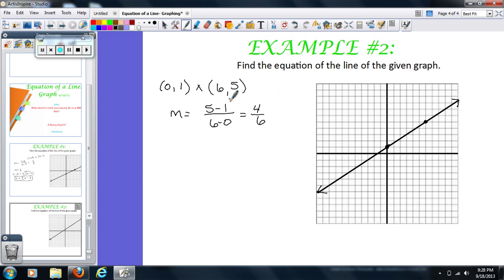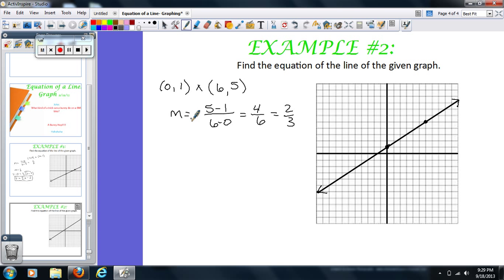Now, fractions, always remember, it doesn't matter if it's the slope, it doesn't matter what it is, always remember with fractions, they always have to be simplified. And so 4 over 6 is actually going to simplify to 2 over 3. So my slope now is going to be 2 over 3.